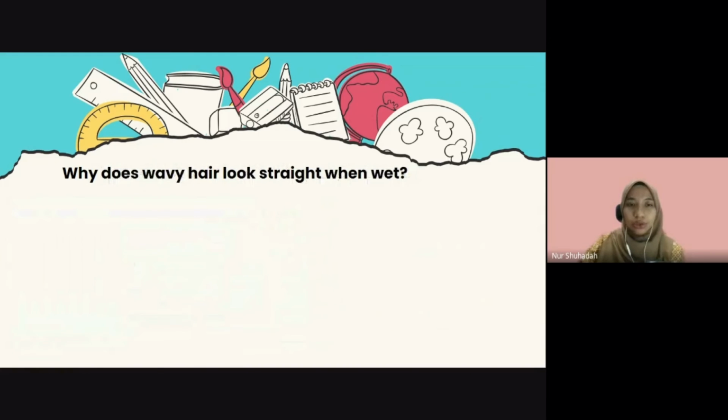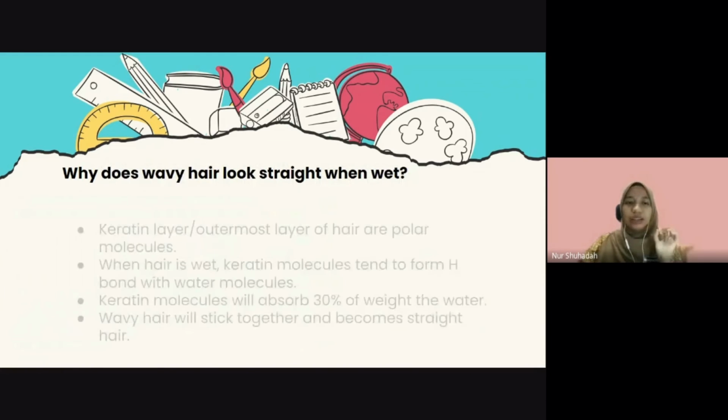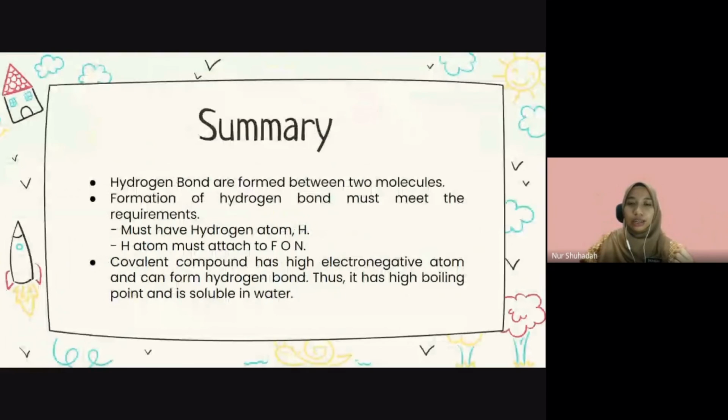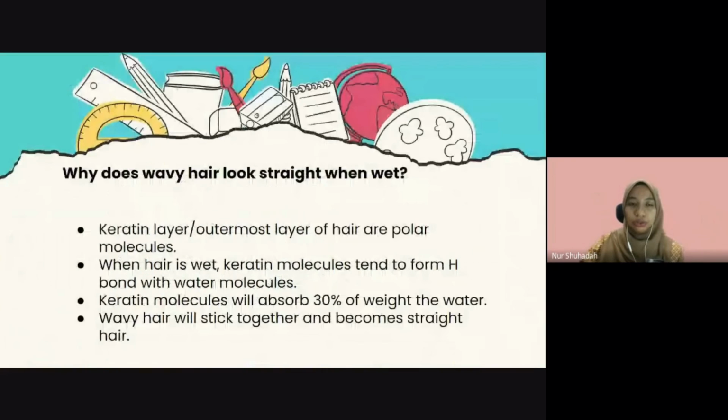So why does wavy hair look straight when wet? This is because keratin, in the outermost layer of our hair, is a polar molecule, just as I said now in wet hair. So when hair is wet, keratin molecules tend to form hydrogen bonds with water molecules. Keratin molecules absorb 30% of their weight in water. So that's why wavy hair will stick together and become straight hair. Okay, so that's all for today regarding our topic.